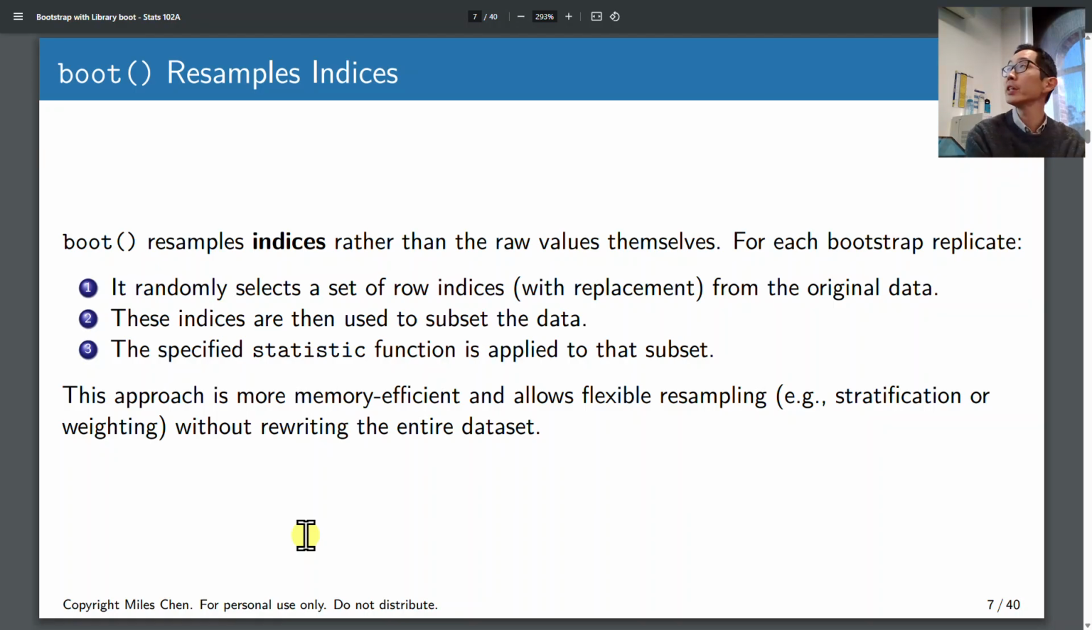The way boot works is it resamples indices rather than the raw values in the data themselves. Okay, so it's going to look at how big your data set is, so how many rows are in your data set, or if it's a vector, just the length. But if you have a bunch of rows, it's going to sample a random set of those row index values. Okay, then it takes those index values and it subsets the original data, and then it calculates the statistic on that subset of data. Okay, and by resampling indices rather than the actual values themselves, it's just going to be a little bit more memory efficient. Okay, and it also allows for us to do slightly more flexible resampling methods and things like that.